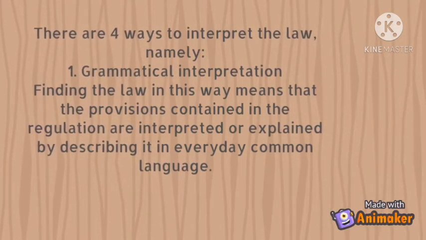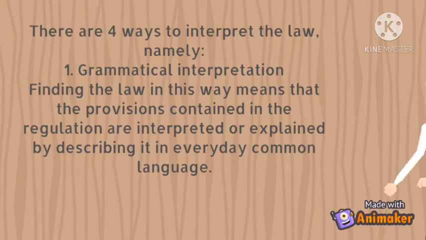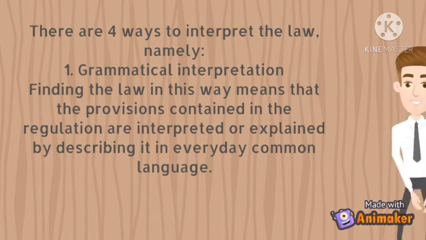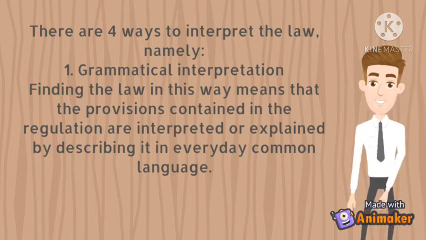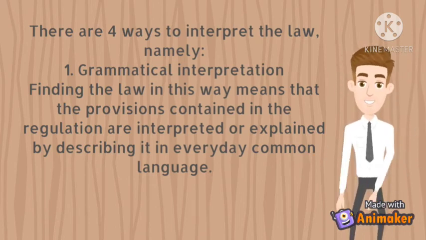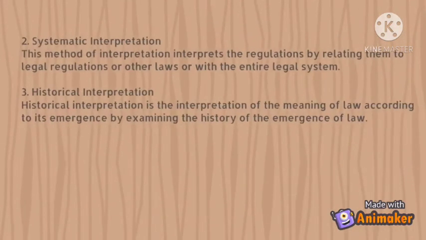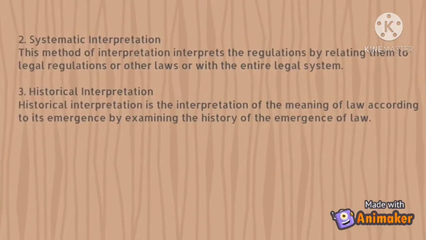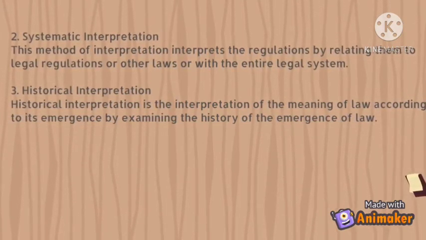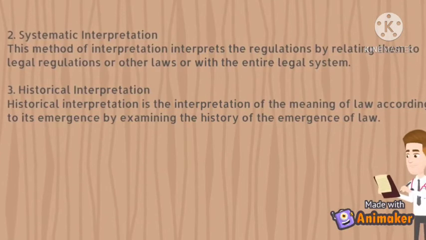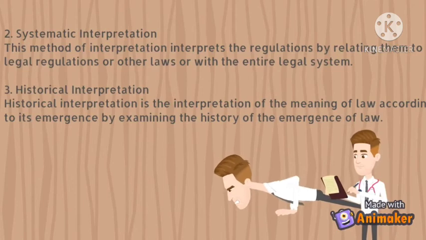There are 4 ways to interpret the law, namely, first, grammatical interpretation. Finding the law in this way means that the provisions contained in the regulation are interpreted or explained by describing it in everyday common language. Second, systematic interpretation. This method of interpretation interprets the regulation by relating them to legal regulations or other laws, or with the entire legal system.